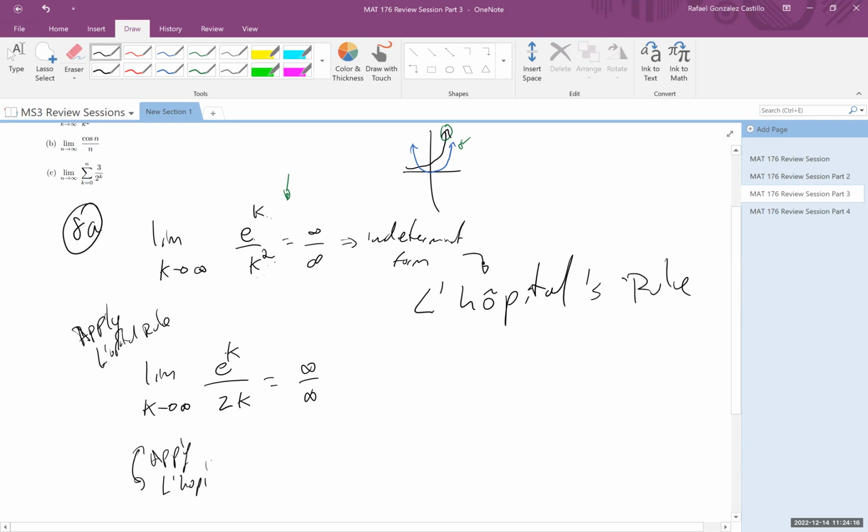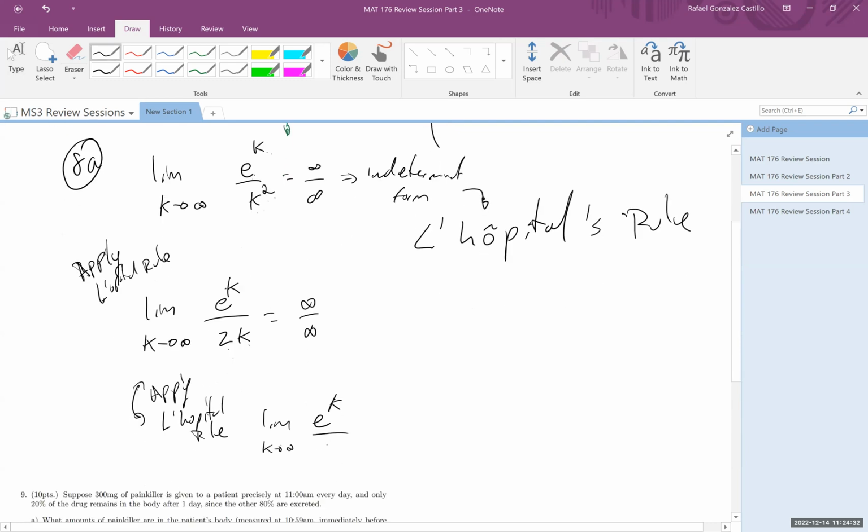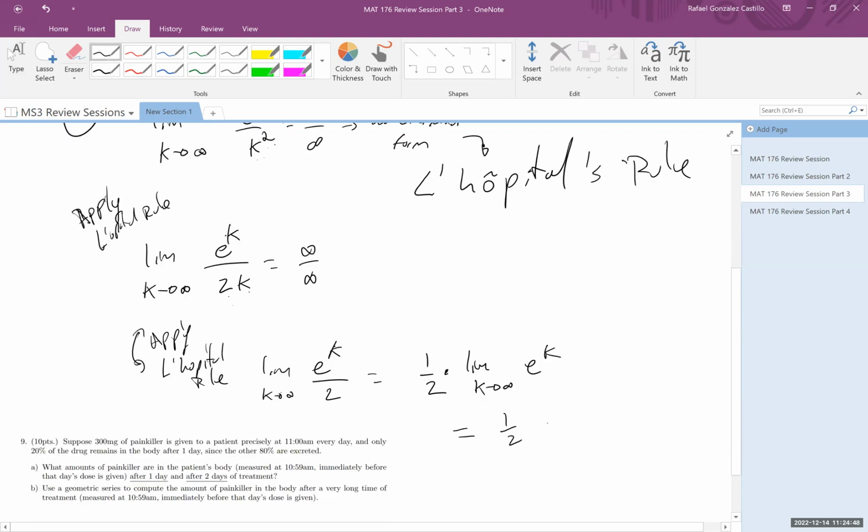So apply L'Hopital's rule one more time. If you take the derivative of e to the k, again, you get e to the k. We're still computing the limit as k goes to infinity. But now the derivative of the denominator is going to be 2. And now what we really have here is 1/2 times the limit as k goes to infinity of e to the k. But we know that the limit as k goes to infinity of e to the k is infinity. So really we have 1/2 times infinity, which is infinity, which shows that this diverges.